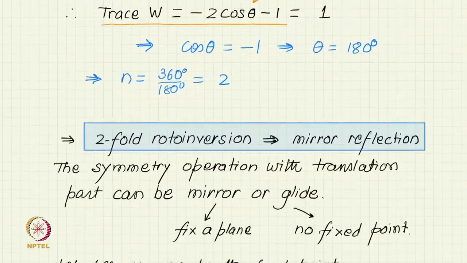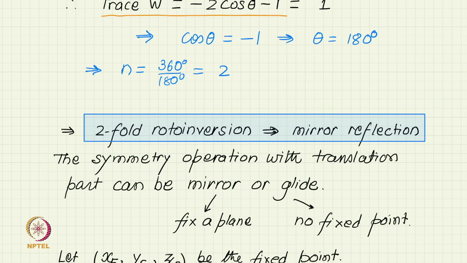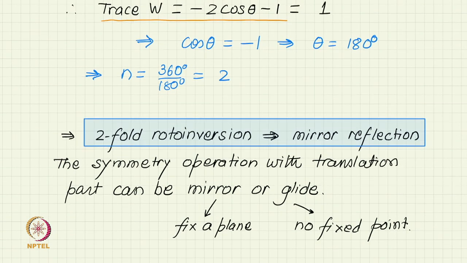So, we will now do the analysis to find this location. This is a two-fold roto inversion, which we know is a mirror reflection. Now, the overall symmetry operation has the mirror reflection as the linear part, but it also has a translation or column part. Along with the mirror reflection, it can just be a pure mirror located somewhere else, and that is what the translation part will give.